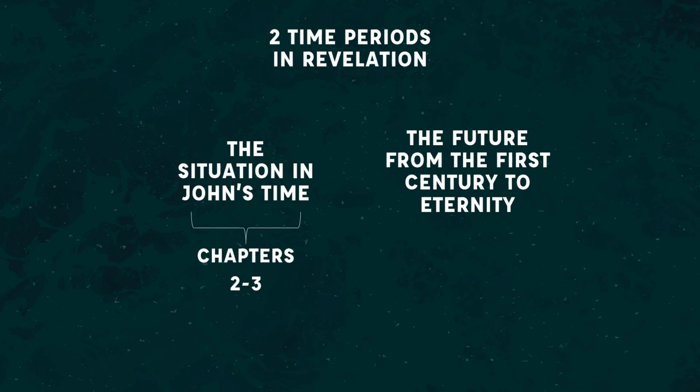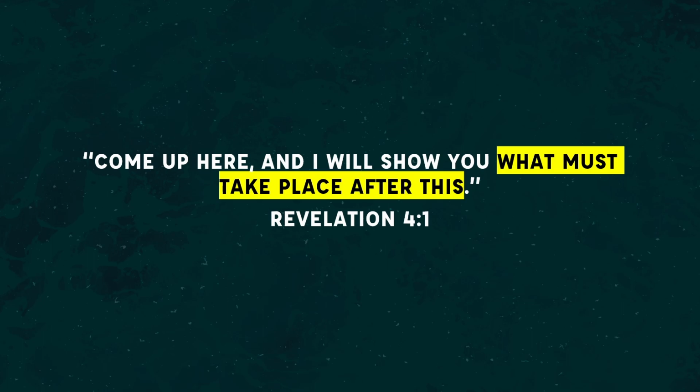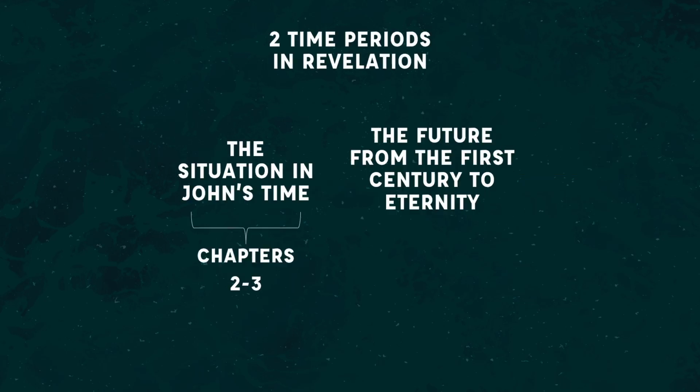But then we see a little shift in chapter 4. So after those messages, John is given this vision of the heavenly throne room and is told to come up here and I will show you what must take place after this. And so when we're talking about after this, this is right after those messages to the 7 churches. And this would be to the future. So from the first century perspective of John towards the future, this is what he's about to be shown.